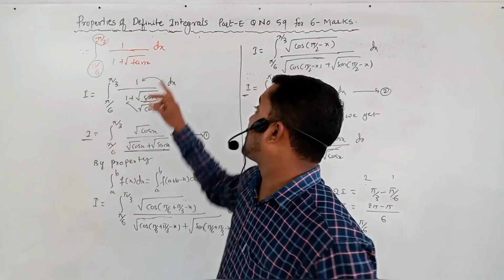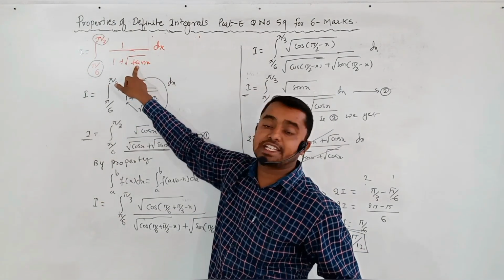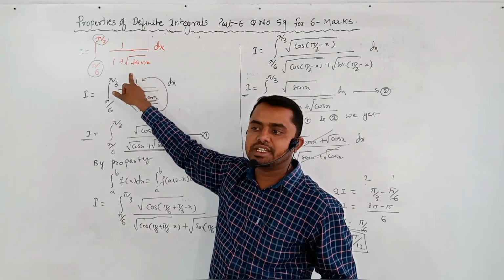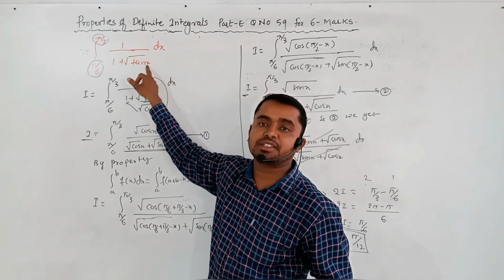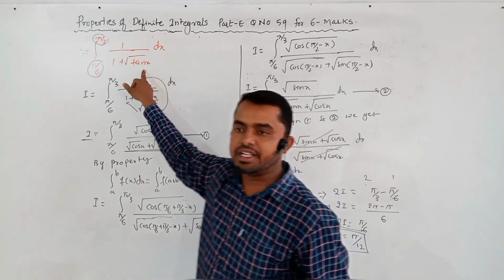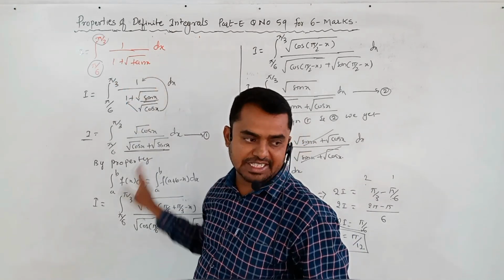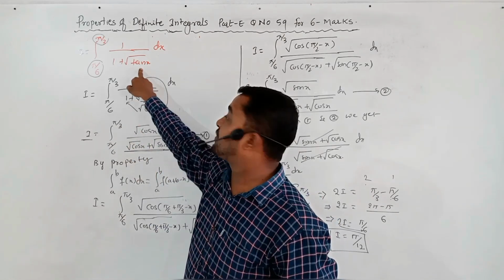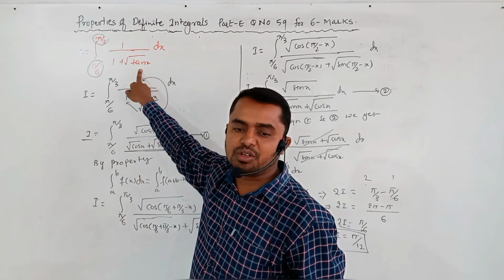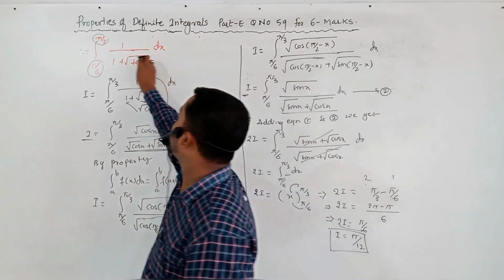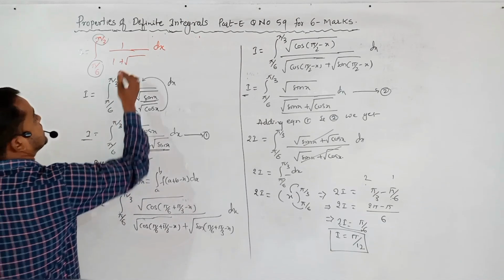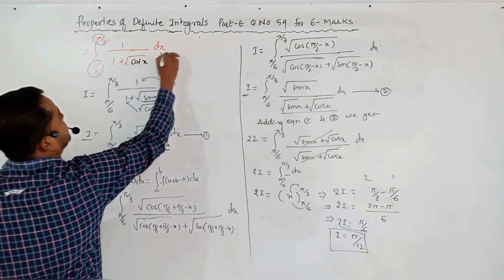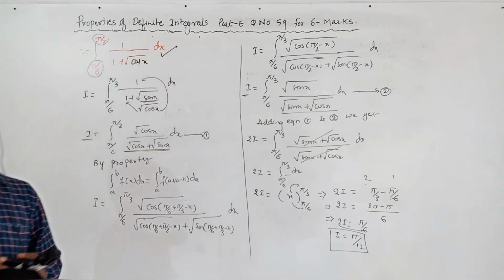So the same type of problem is there: 1 by 1 plus root tan x. Instead of root tan x, you may be asked root cot x. So do it by taking root cot x for your practice purpose. Take root cot x and practice it in the same manner. So this is for your practice purpose.